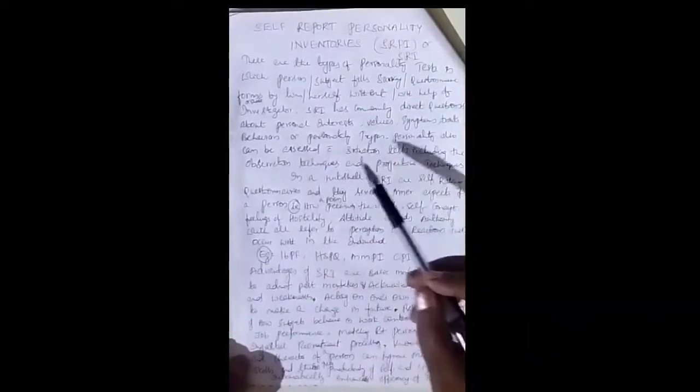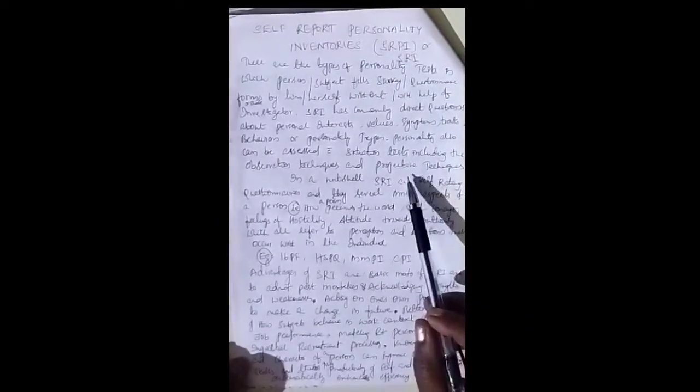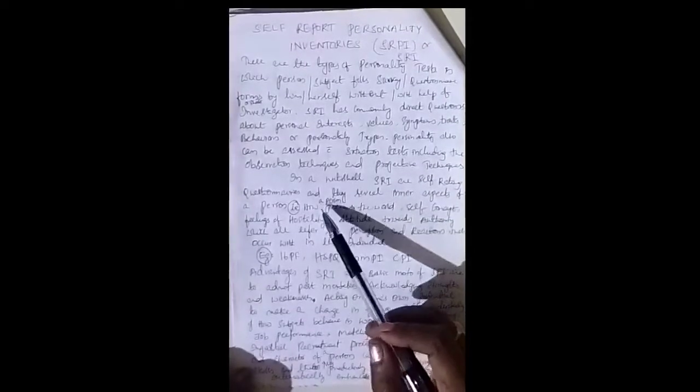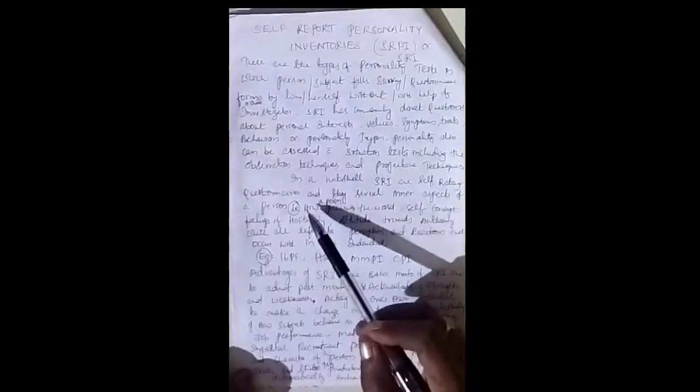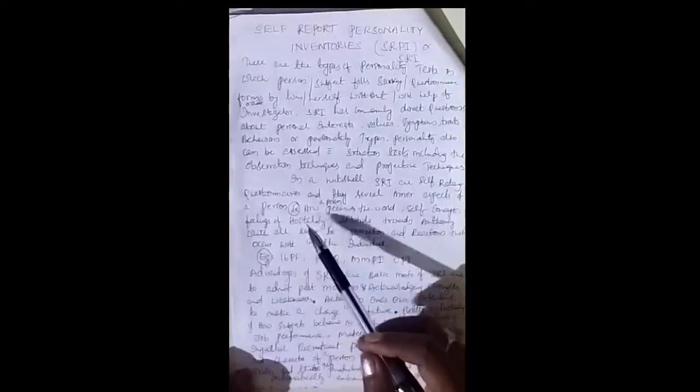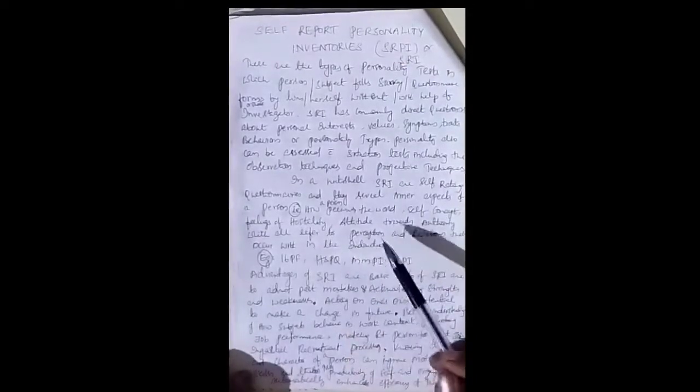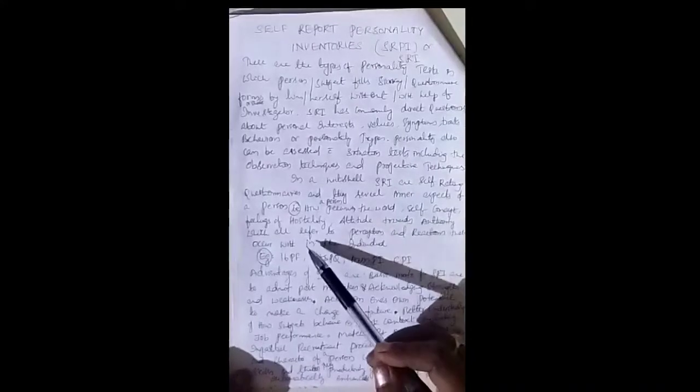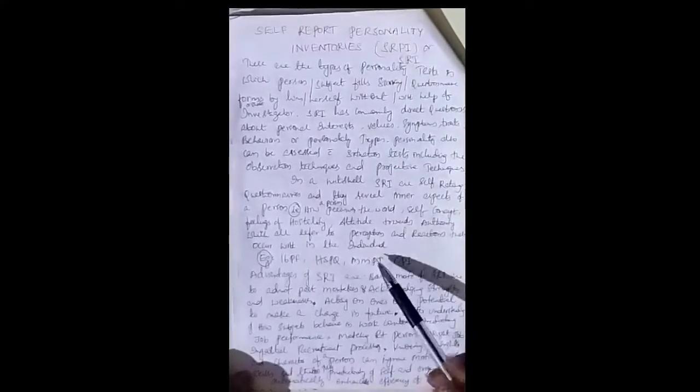SRI commonly has direct questions about personal interests, values, symptoms, traits, behaviors, or personality types. Personality can also be assessed with situation tests, including observation techniques and projective techniques. In a nutshell, SRI are self-rating questionnaires, and they reveal inner aspects of a person. That is, how a person perceives the world, self-concept, feelings of hostility, and attitude towards authority, which all refer to the perception and reaction that occurs within the individual.